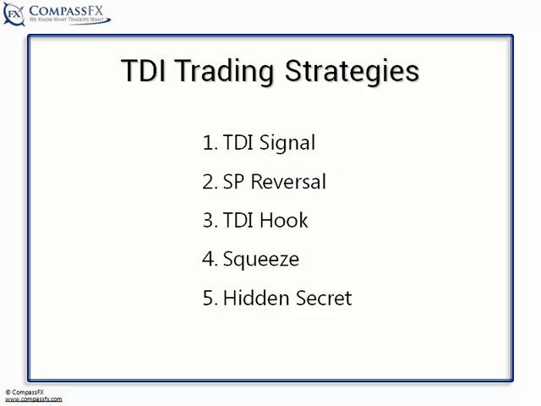As we get into the training, these are the 5 most successful trade strategies of the TDI Pro: the TDI Signal, the SP Reversal, the TDI Hook, the Squeeze, and the Hidden Secret. With each one of these, we're going to look at the overall reason behind it, the specific components for each, and some trade examples. So you may want to take some notes along the way.